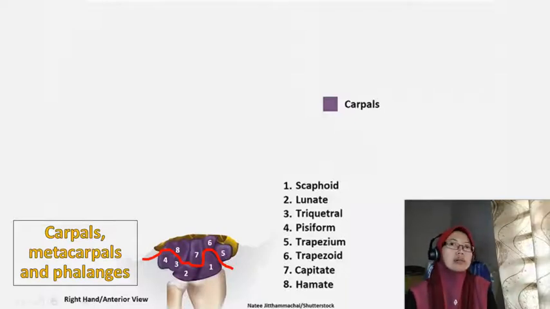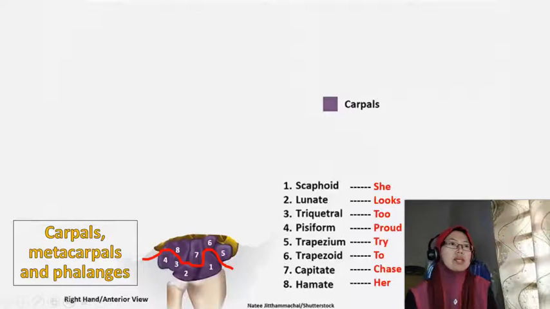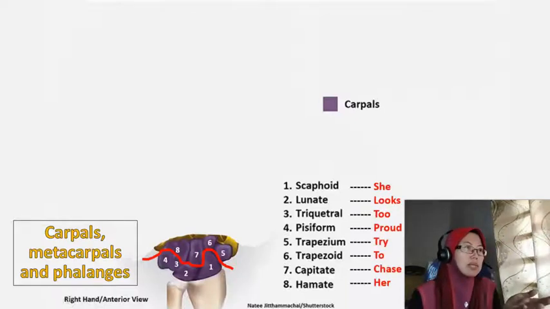So how can you remember this? There are many mnemonics that you can try. This is what was taught to me by my lecturer before this. You can try any mnemonic that you want.